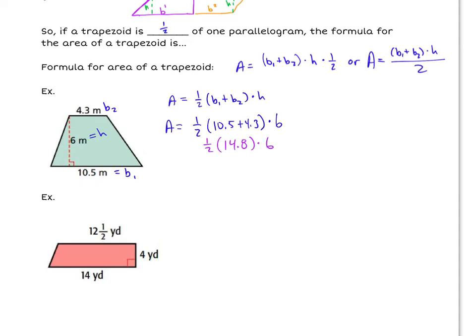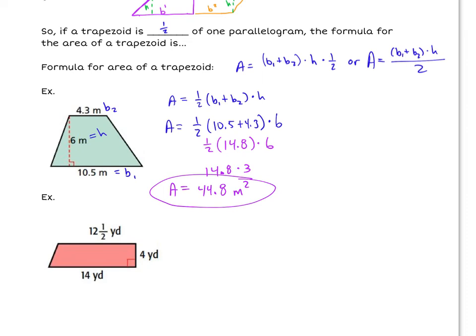And I like to think about 1/2. I can move that around, so I could say that I have 14.8 times 3, because 1/2 times 6 is 3. So half of 6 is 3. And then you'd finally end up with area equals 44.8, and we have meters squared. So again, please use your calculator on those. It will make life way easier for you than trying to do all that on paper.